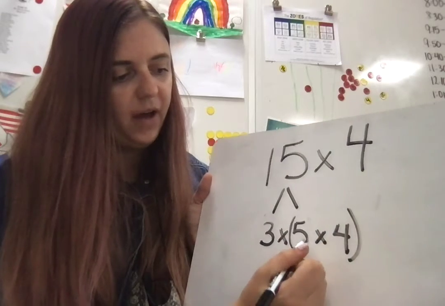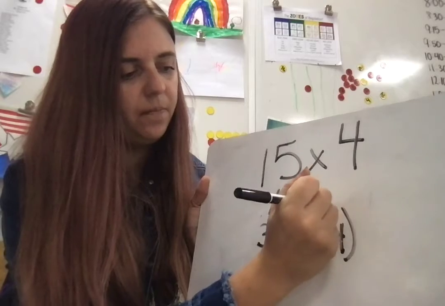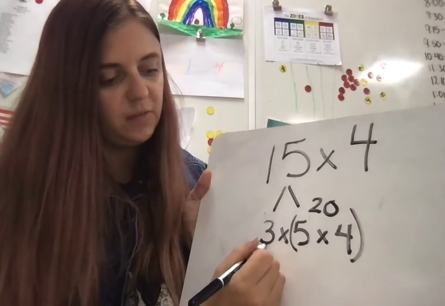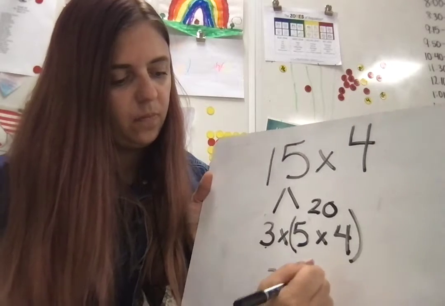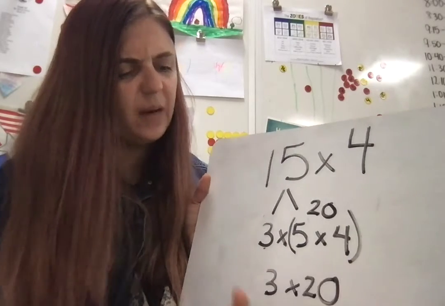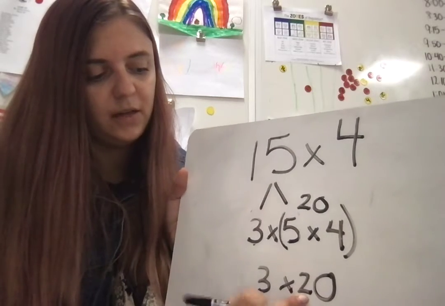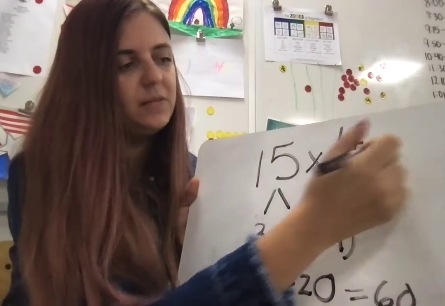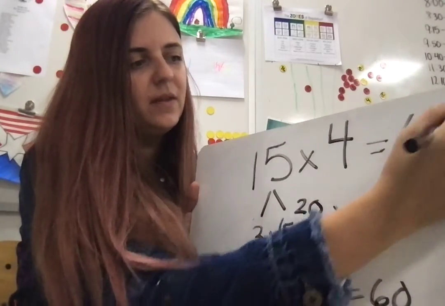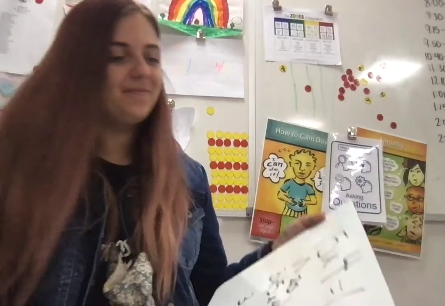All right, 5 times 4, that's pretty easy, 20. So my new equation is going to be 3 times 20. That one I can do off the top of my head pretty quickly. Okay, 3 times 20 is 60, which means 15 times 4 is also 60. All right, let's do one more.